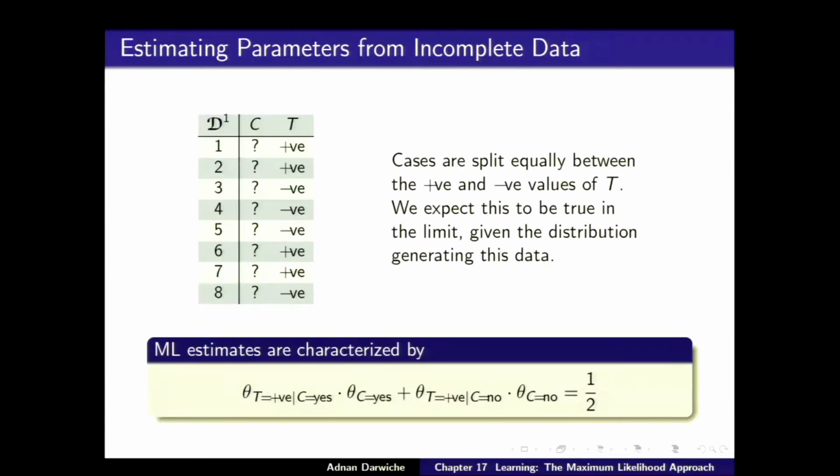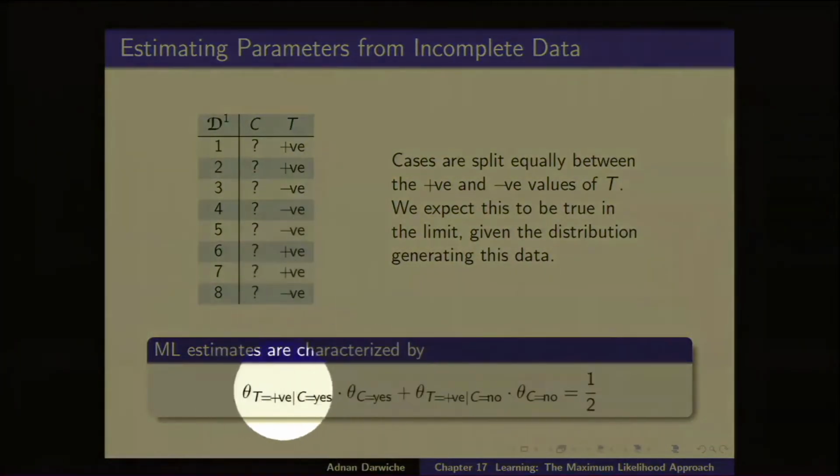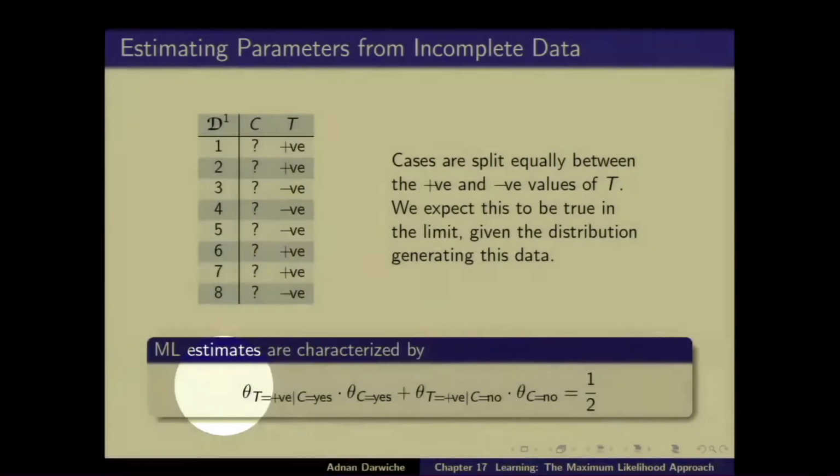Now, first observation about estimating parameters from incomplete data. For this particular example, if you do the math and say my goal is to find the parameter estimates that optimize likelihood, and we have the equation for likelihood, you do the derivatives, and it's all in your book, you find that you can characterize ML estimates by this equation. As long as you have estimates that satisfy this, they will be maximum likelihood estimates, and there's no unique solution.